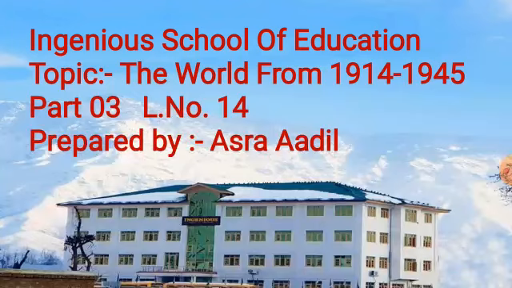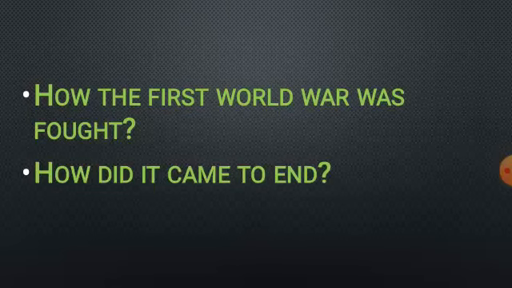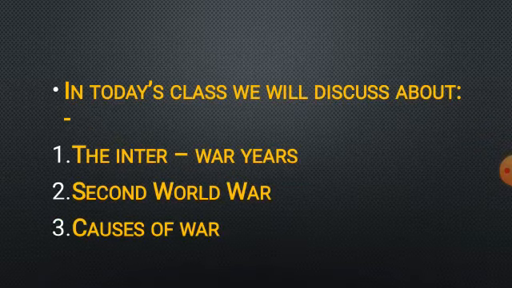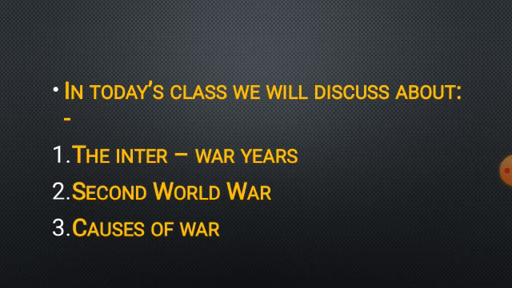As you know, we have started a new chapter, the world from 1914 to 1945. In the previous two sessions, we covered many topics like the First World War, its causes, how it was fought, and how it came to an end. I hope you have gone through all the topics and understood them very well. In today's class, we will discuss the interwar years, the Second World War, and its causes. So, let's get started.